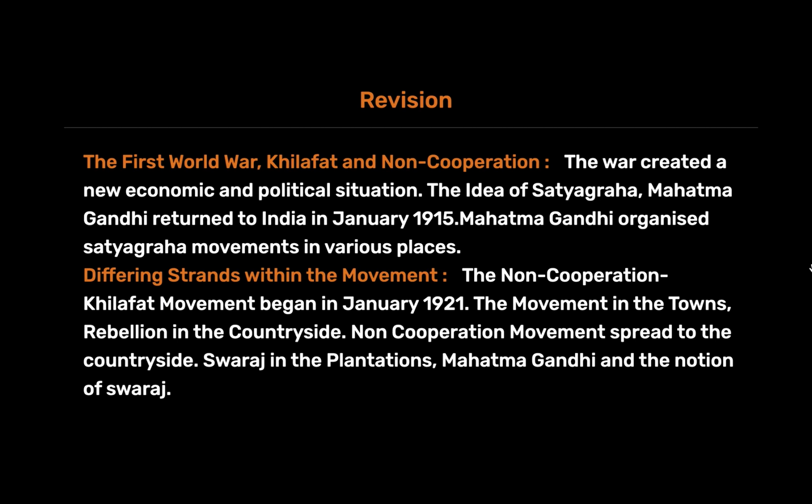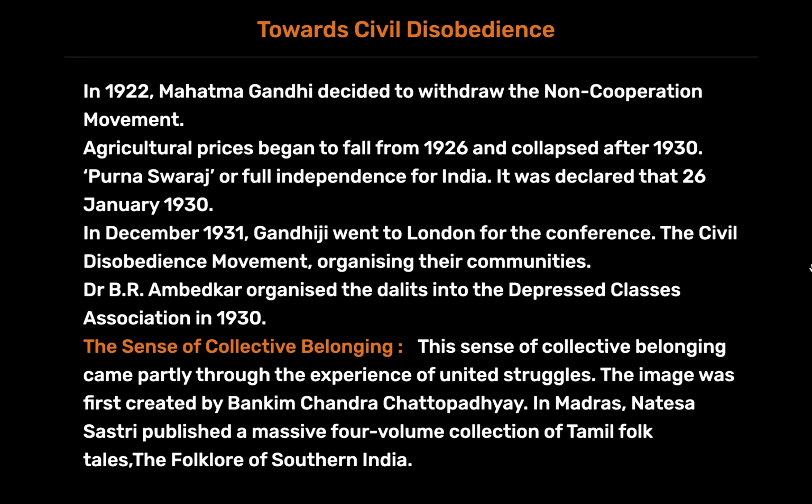Rebellion in the countryside: the non-cooperation movement spread to the countryside. Raju was captured and executed in 1924, and over time became a folk hero. Swaraj in the plantations, Mahatma Gandhi and the notion of Swaraj. Gandhiji's name was invoked and slogans were raised demanding Swatantra Bharat. And towards civil disobedience: in 1922, Mahatma Gandhi decided to withdraw the non-cooperation movement.